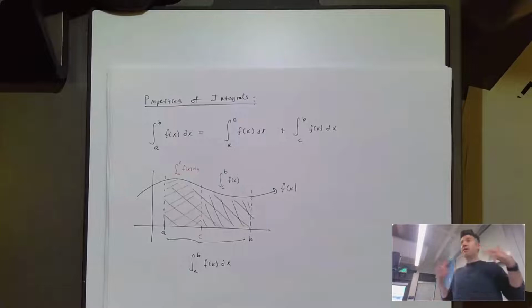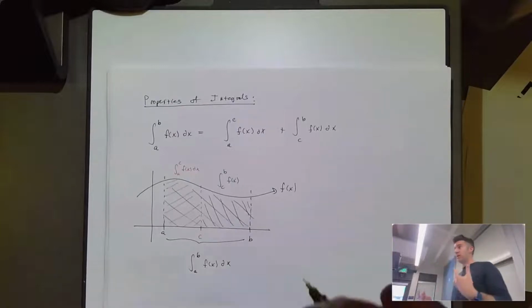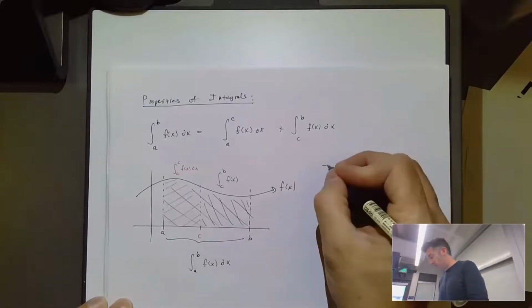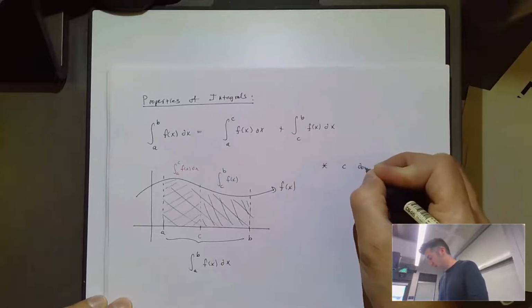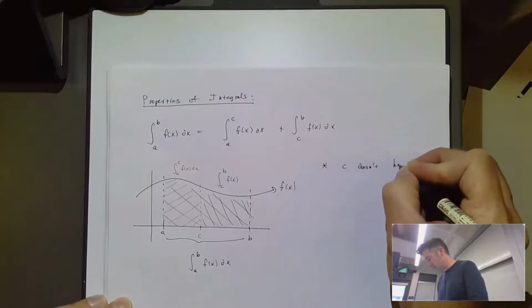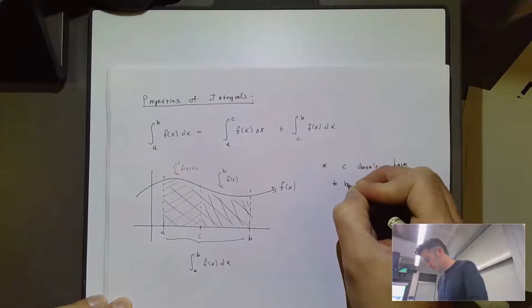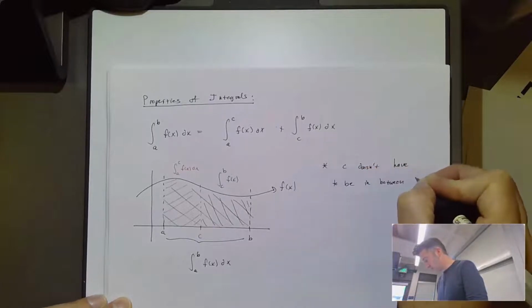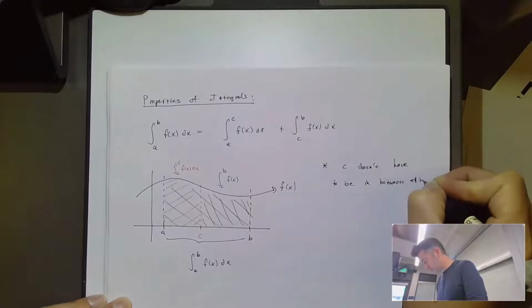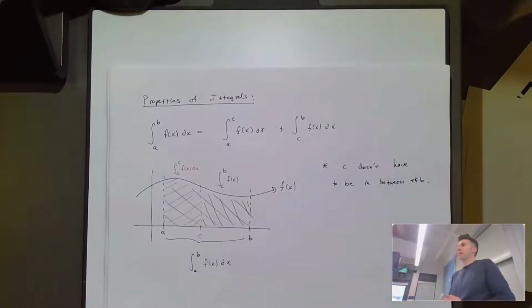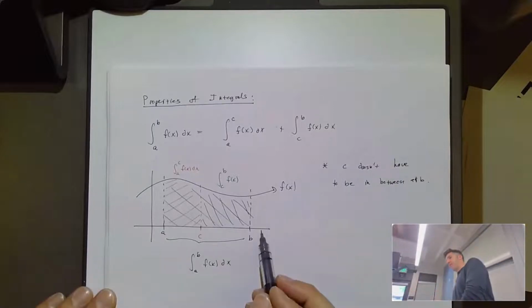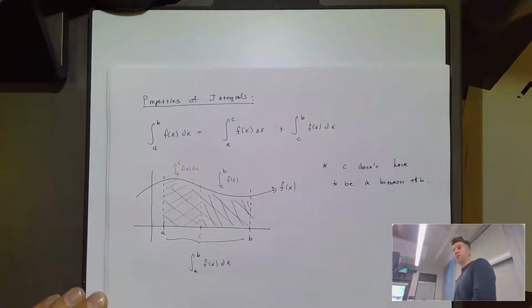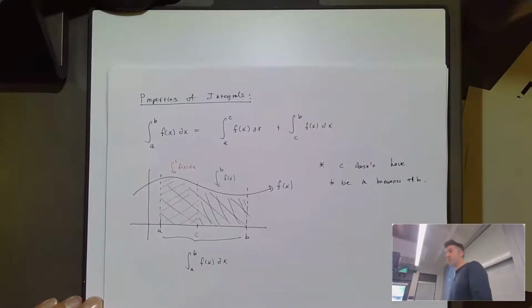so usually we think about the point C being between A and B, but I'll point out C actually doesn't have to be in between A and B. It's nice when it is because it makes more sense visually, but it works no matter where you put C. So C could have been way over here or way over here, and it still actually works out just fine. And that actually has to do with one of the other properties of integrals.